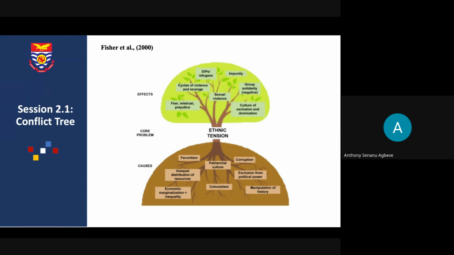Then the core problem. The core problem is the main issue: a chieftaincy dispute? Is it a land dispute? Is it an ethnic tension between two ethnic groups? And then the effects are the outcomes, whether direct or indirect. There can be killings, destruction of property, sexual violence, because during conflict, a lot of abuses go on, right? So those are the effects when we are using the conflict tree to analyze a conflict. So this is a visual presentation of the conflict tree too, right?